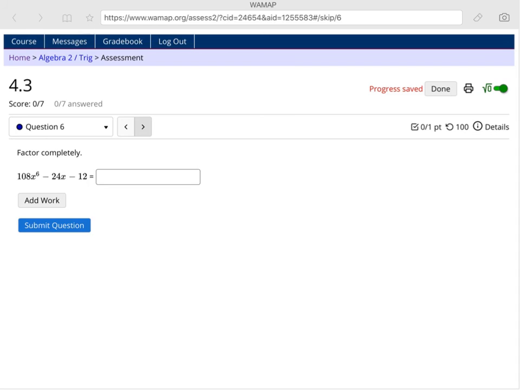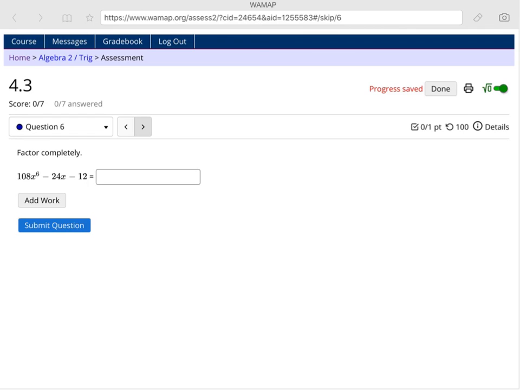So we start by doing 108 divided by 12, which is 9. And so that's going to be 9x to the 6th. Because there's no x on the outside that we're pulling out, so all of the x's stay exactly as they were. Then the minus stays a minus here, so then 24x divided by 12 is going to be 2x. Then the minus stays a minus, and 12 divided by 12 is 1. And then you end your parentheses. That 1 has to be there.